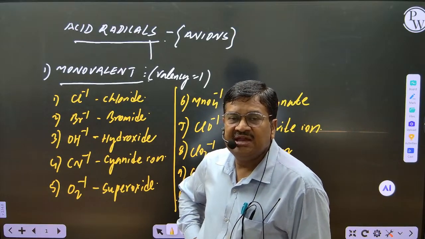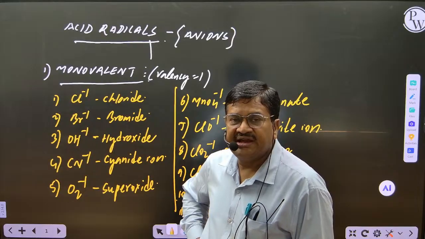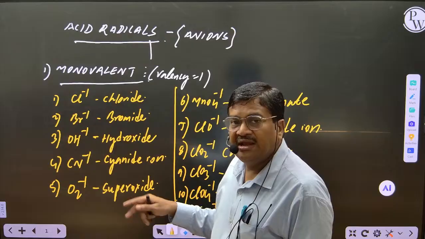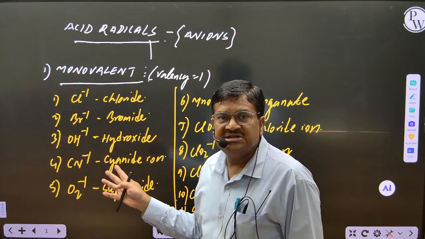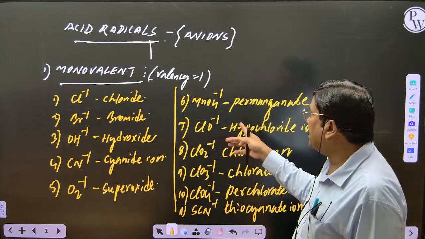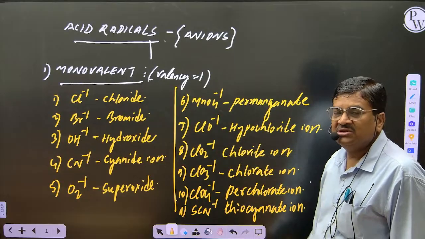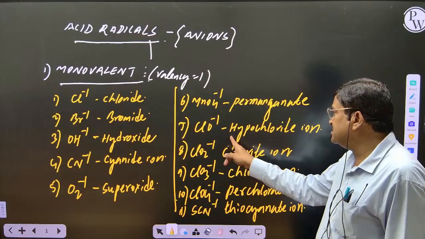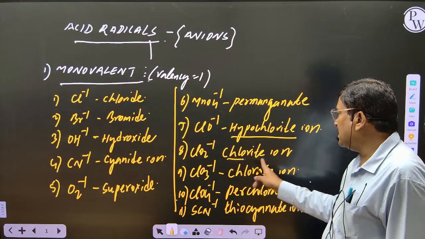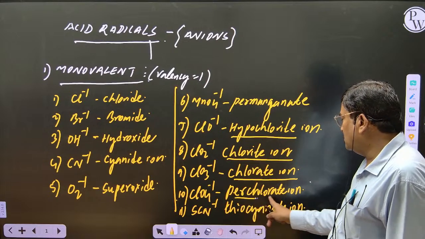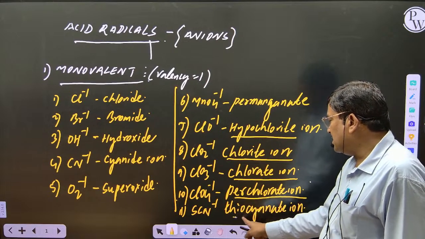Chloride means Cl minus, bromide, hydroxide, cyanide, thiocyanate. Because by knowing this, we can write formulas. In organic chemistry, it will help you. And permanganate ion is MnO4 minus. Hypochlorite ion is ClO minus. See the difference. This is hypochlorite ion, this is chlorite ion, this is chlorate ion, this is perchlorate ion, this is thiocyanate ion.